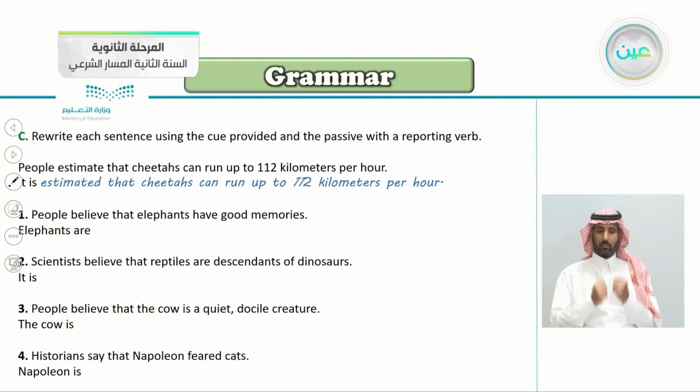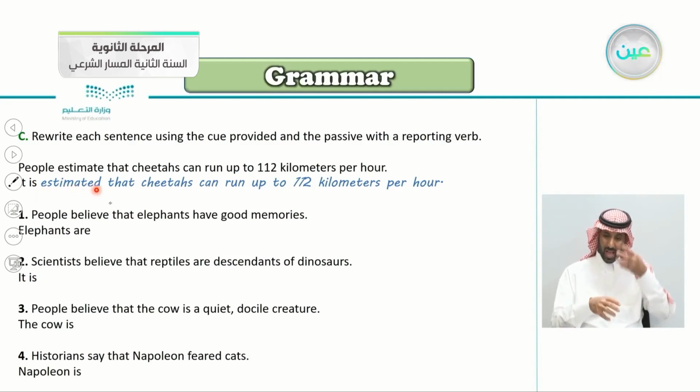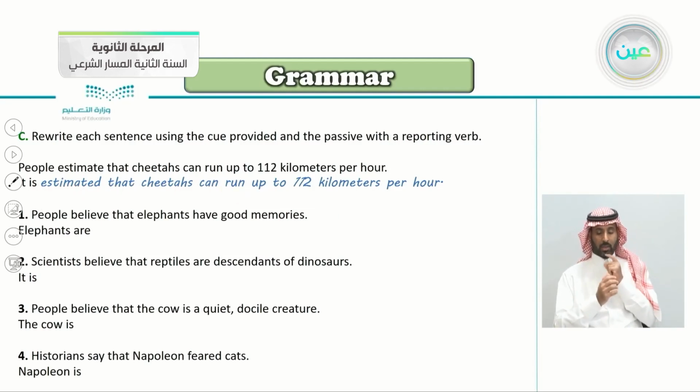Exercise C here, rewrite each sentence using the cue provided and the passive with reporting verb. People estimate that cheetahs can run up to 112 kilometers per hour. So we said here it is estimated that cheetahs can run up to 112 kilometers per hour. So number 1, people believe that elephants have good memories.